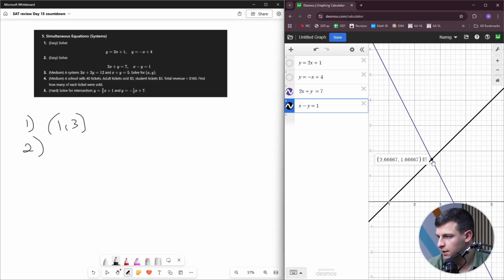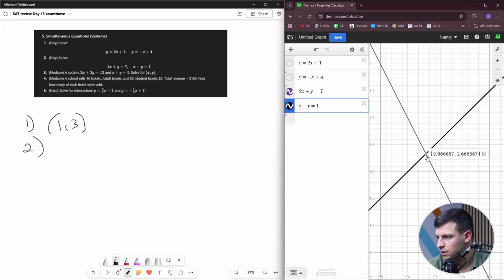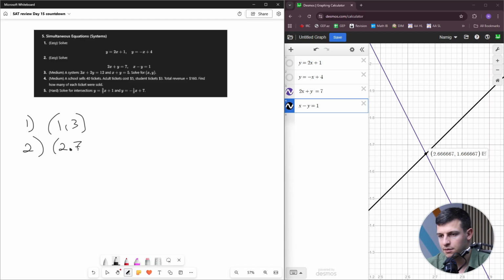Let's click here to see what point that is. That looks strange, but we'll take it. 2.6 and 1.66. So 2.7 and let's make it 1.7. There you go. Easy. System of equations 3x plus 2y, x plus y equals 5. Again, you put it into Desmos and you see if you have any intersection points. I'm going to give in to the temptation of not doing the same question again.